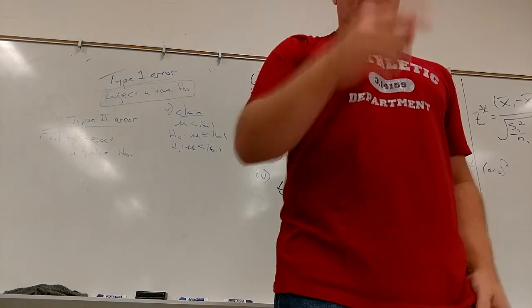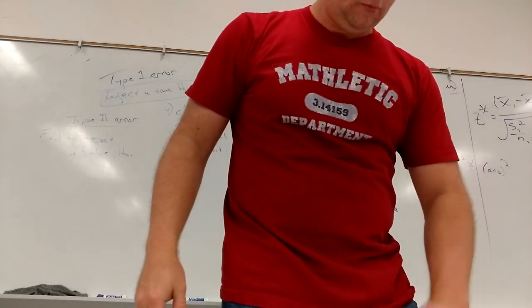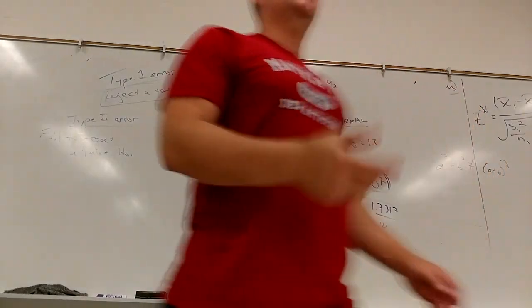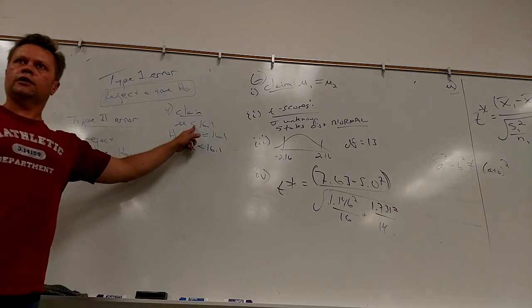So for the number 4, it is one test. Yeah, number 4, totally one-tail test, because the claim has a directional symbol, right? Less than.